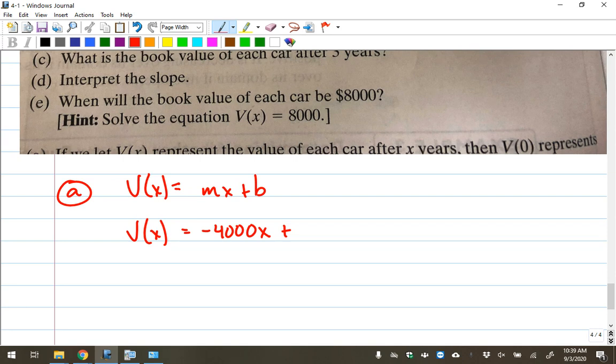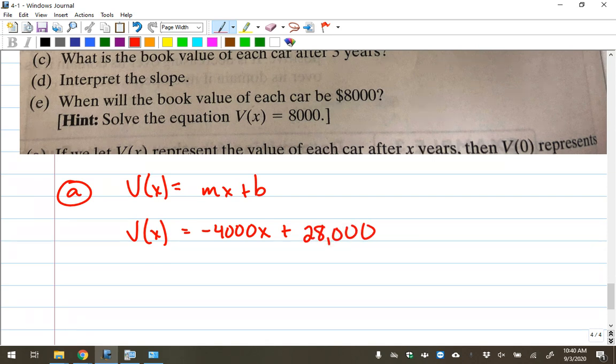What does the y-intercept mean? Okay, so if it crosses the y-axis, what does the ordered pair look like? Okay, so what does the 0 represent in this situation? X, yes. What does X represent in our problem? The number of years. At 0 years, we haven't started using the car yet, right? So that's when we bought it, right? How much was it when we bought it? 28 grand.